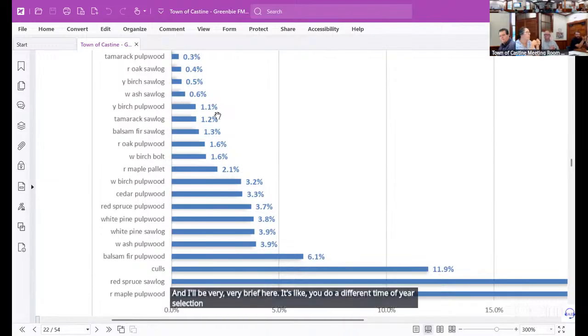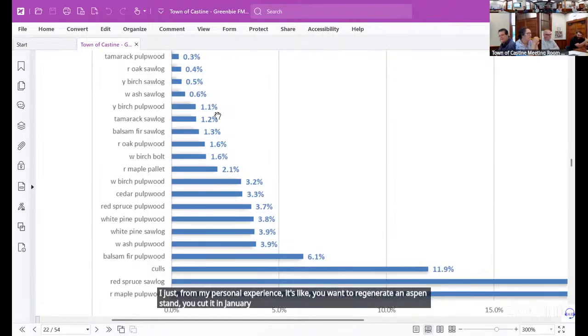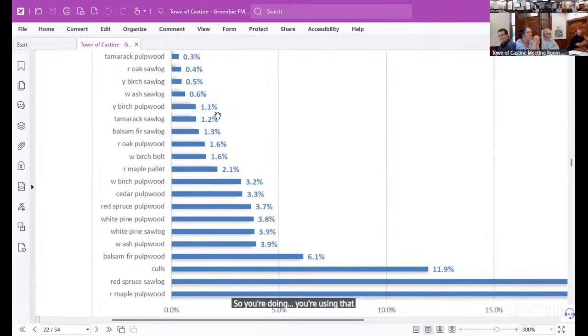So you select a time of year when you're leaf on, if you had the correct ground conditions, early June would be a good one to do, when there's a lot of energy being allocated up into the top of the tree. When you cut them at that stage, their ability to sucker or root sprout goes down drastically, versus cutting them in the wintertime when all their energy resources are in the root balls. From my personal experience, if you want to regenerate an aspen stand, you cut it in January and flatten the place, and two years later you can't walk through it. So you're using that biological mechanism in your favor.